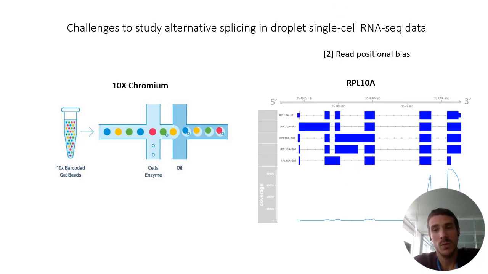And the second challenge we face if we want to study alternative splicing with this sort of data is the read positional bias. These protocols generally sequence either the 3' or the 5' end of the transcript, and as you can see here illustrated for this ribosomal protein which has this number of isoforms, we can only have coverage for this 3' end of the transcript, which in this case is a problem if we're trying to identify the different isoforms, because this region is common to all the isoforms.